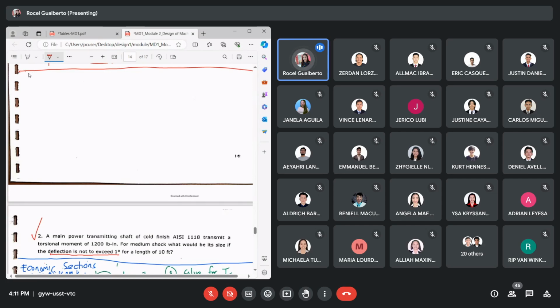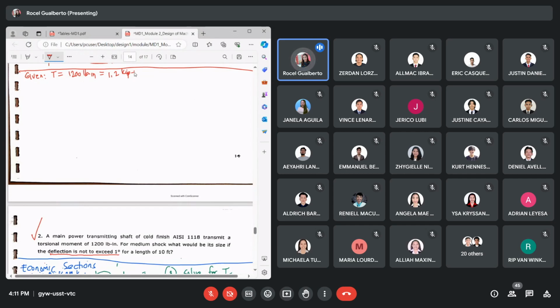Okay. Let us have first the given values. We have first the torsional moment or the torque. This is equivalent to 1,200 pound-inch, or converted to kips, that would be 1.2 kip-inch. And then, ano pa po yung given? Deflection not to exceed 1 degree. So, yan po yung tinatawag natin na data limit, equal to 1 degree.